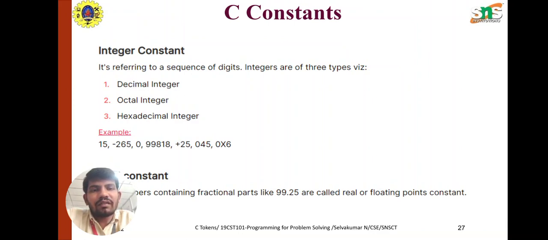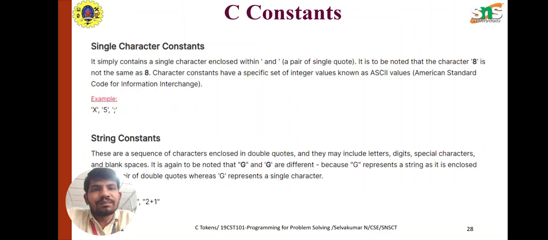Constants containing a fractional part, like 99.25, are called real or floating point constants. A single character constant simply contains a single character enclosed within a pair of single quotes. It should also be noted that the character '8' is not the same as 8. A string constant is a sequence of characters enclosed within double quotes and may include letters, digits and special characters. 'G' and "G" are different, because "G" represents a string enclosed in double quotes, whereas 'G' represents a single character. So this is all about variables and constants.